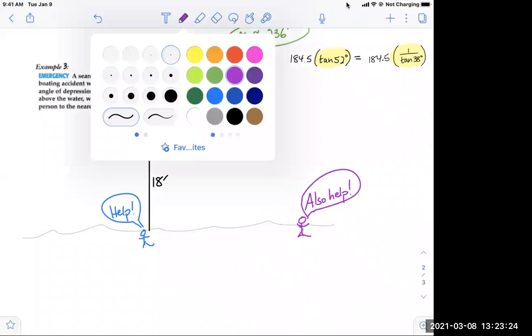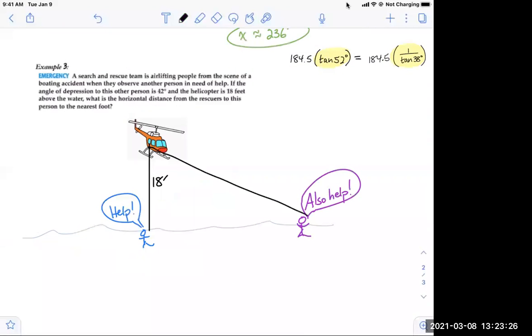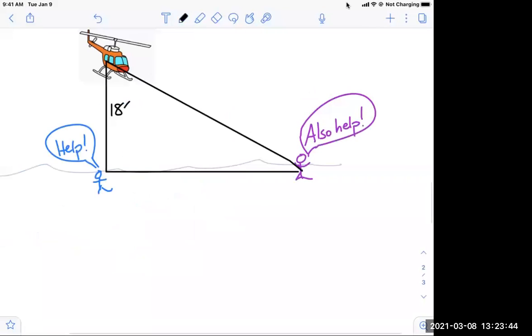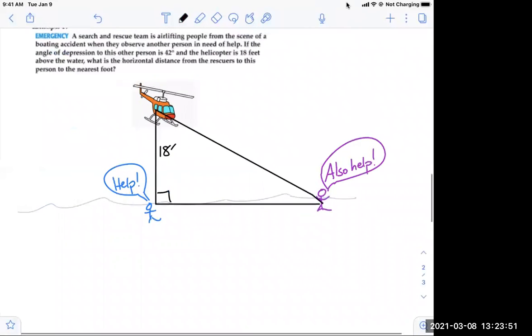And so the triangle is going to look like this, looking down at that person. Here's your right triangle. It doesn't look very right, but we'll pretend. Please get in the habit of putting the right angle mark there to indicate right triangles. So that's an 18-foot drop. And then it says the angle of depression to this other person is 42 degrees.